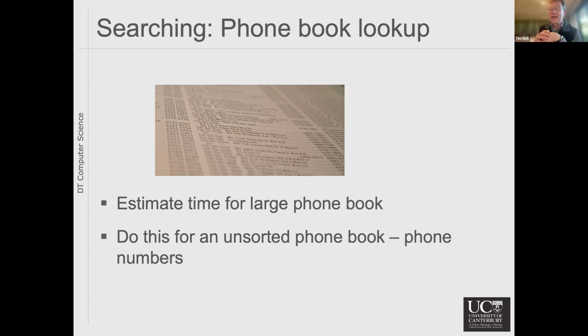That is not logarithmic. If the phone book is twice as big, it will probably take twice as long to go through every page of the phone book and so on. And now we have another algorithm that achieves the same thing, a linear search, but it is linear. That's how it gets its name. It's proportional to the amount of things that are being searched.